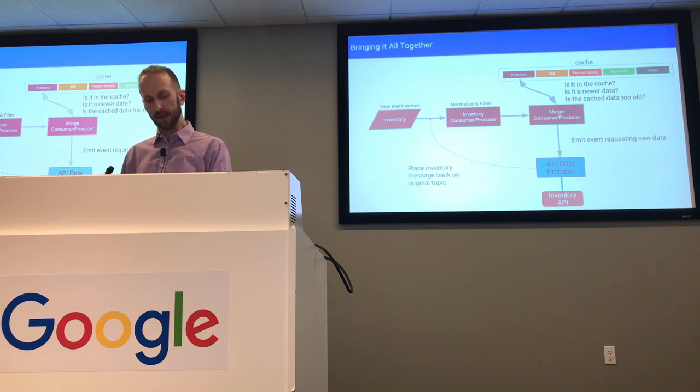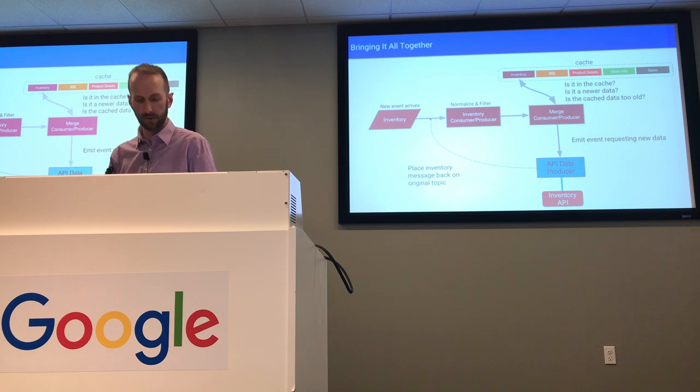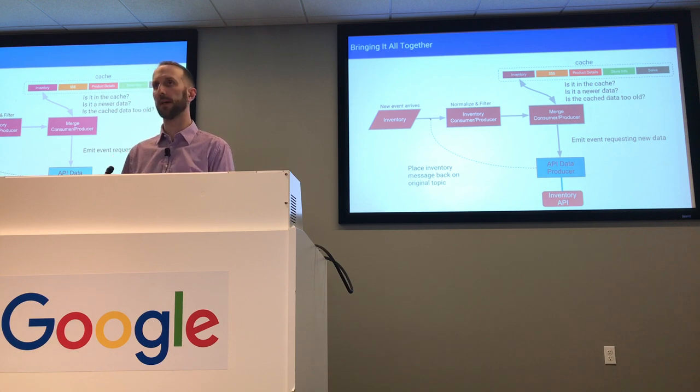So this merge consumer producer drops requests for missing data onto a stream. It's picked up by this blue component that we went over before, the data producer. Its job is to just go and pick up all of the missing information, or at least try to, and drop it back into a topic that we saw and just proceed as we did before.